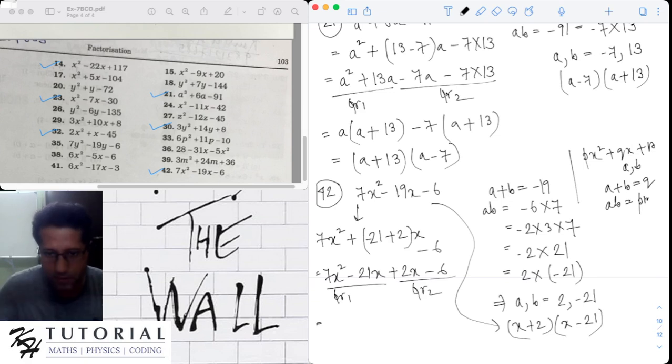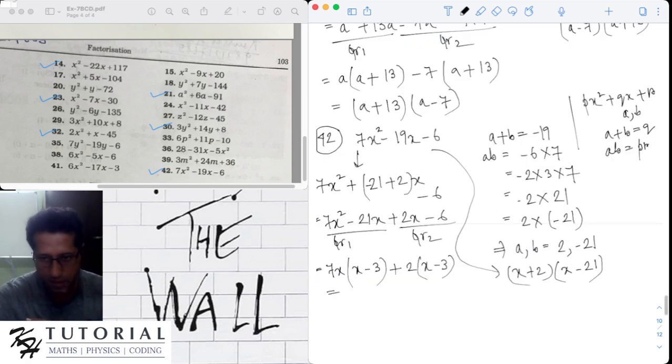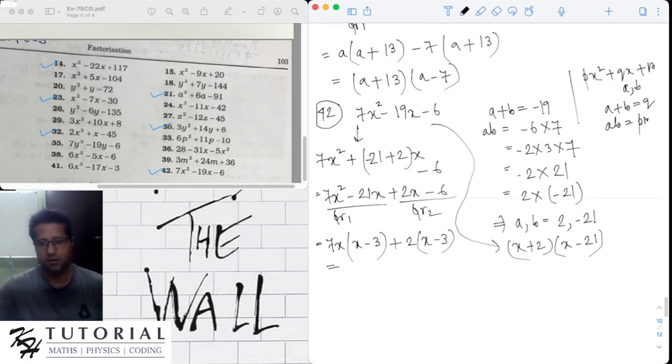From the first group, you can take 7x as common, and this will be x minus 3. And from the second group, you can take 2 as common, it will be 2 into x minus 3. Now you can see that both the groups have the common factor x minus 3. So the final factorization will be x minus 3 multiplied by 7x plus 2. Oh, sorry.